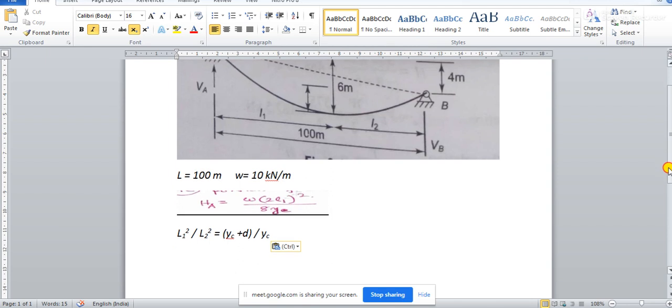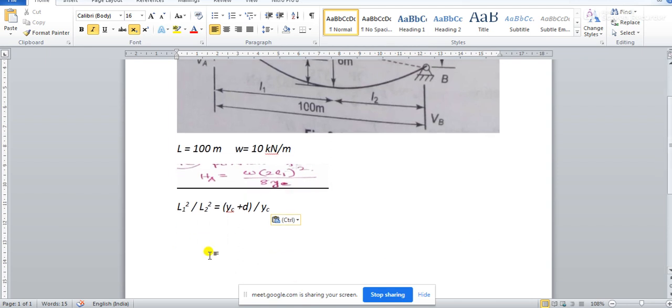So considering that, if you calculate this, what will be the value of your L1 or L2? Please try to solve it. So what will be L1 by L2? From this equation I can write L1 by L2. L1 by L2 will be what? Tell me. L1 by L2 is the square root of this term, isn't it? It will be this one.